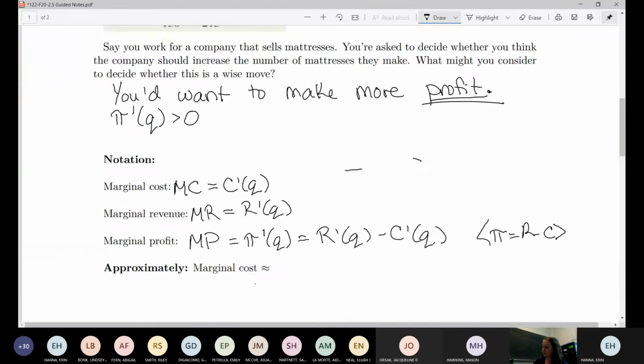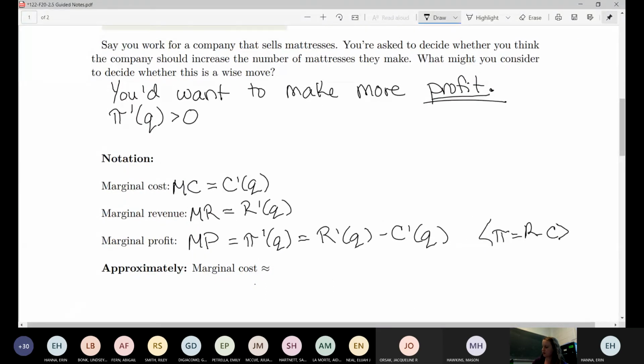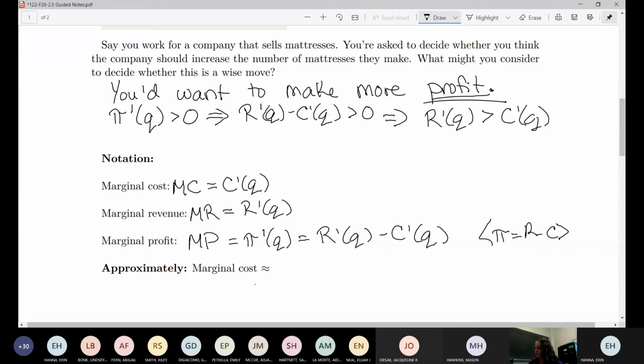Kind of like that example above, that would also mean that the marginal revenue minus the marginal cost is greater than 0. Which would also mean that we could swing that marginal cost over to the other side. So we'd want marginal revenue to be greater than marginal cost. We're going to be asked a question like that a lot, where we're essentially asked, is it wise to make the next item? And this is what you want to think about: is marginal revenue greater than marginal cost? Is marginal profit greater than 0?